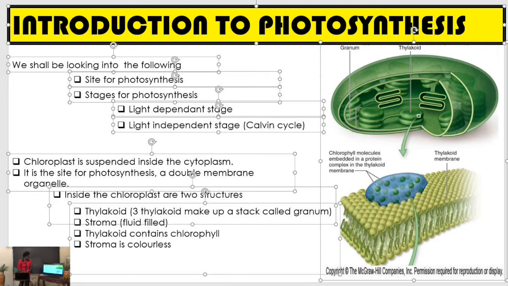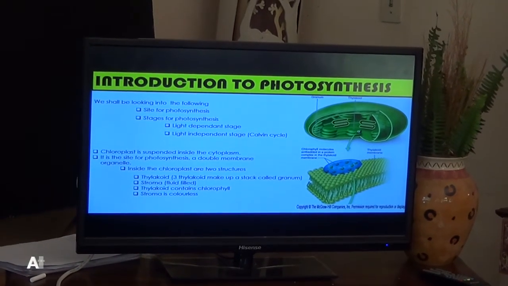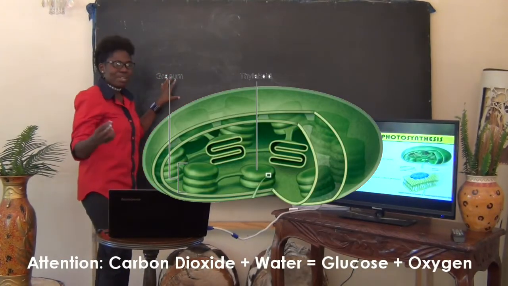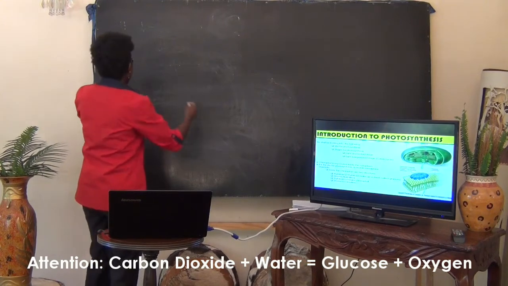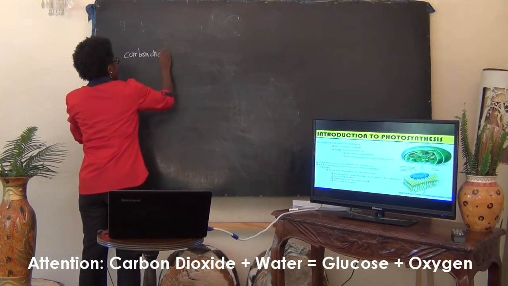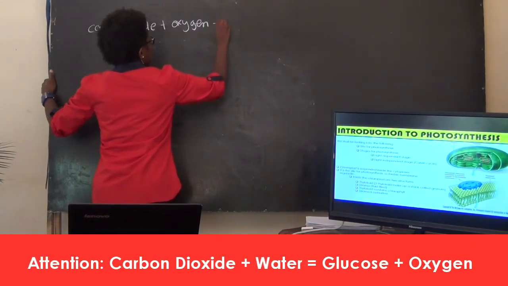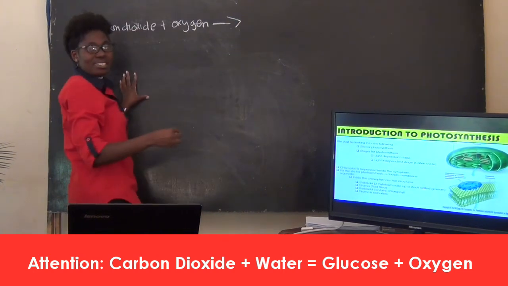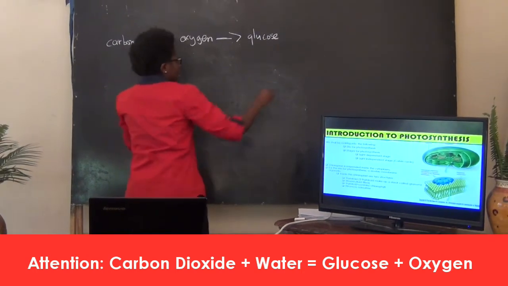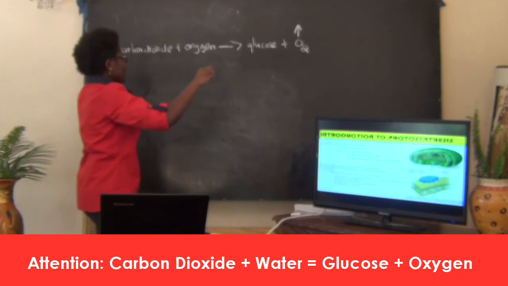So, as shown on the overview, you realize that your site for photosynthesis is your chloroplast, and from the earlier stages, maybe one of the things that we knew was just from the equation. We knew that when carbon dioxide reacts with water, what we get at the end of the day is a molecule of glucose plus oxygen, which is given off. This is what we knew.